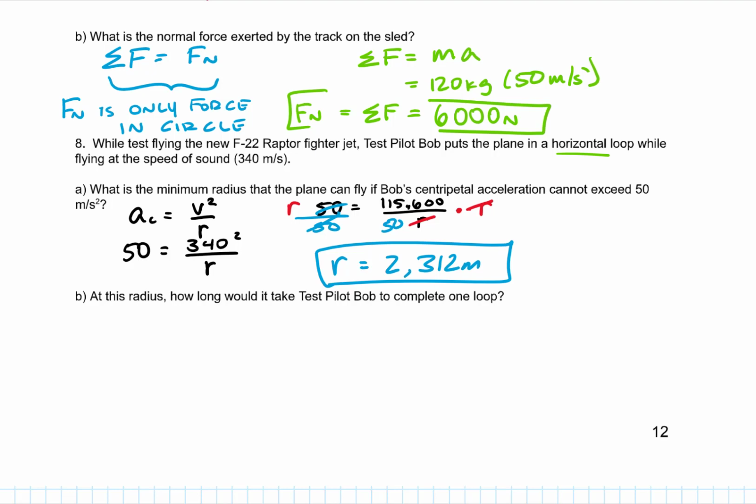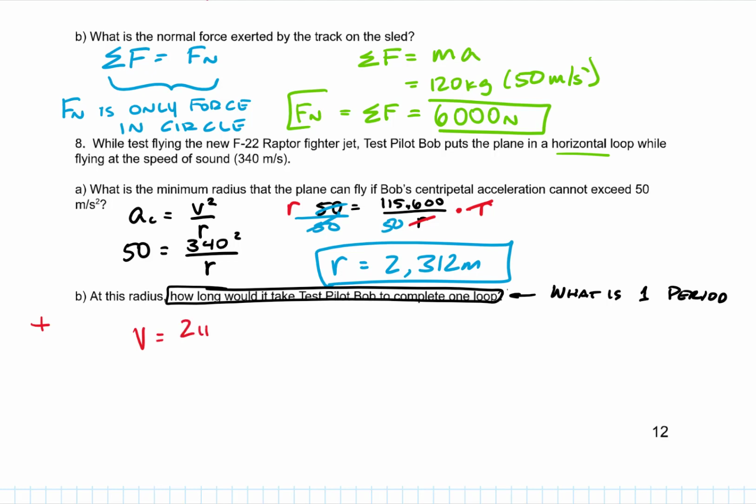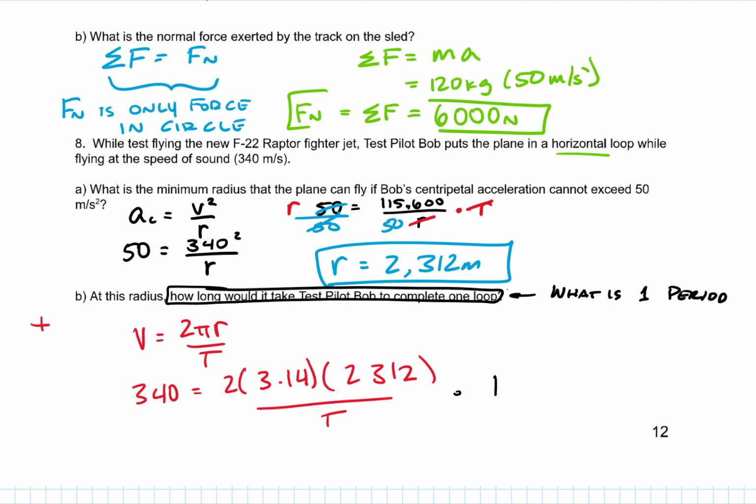At this radius, how long would it take the test pilot to complete one loop? Well, that question, how long will it take to complete one loop, is asking very specifically about the period of the plane. It's asking what is one period. What we're going to do is say, okay, my velocity is 2 pi r over the period. So my velocity, 340 meters per second, is equal to 2 times 3.14 times the radius of 2,312 meters divided by the period. We want to solve for the period. We're going to multiply both sides by the period, divide both sides by 340. Period goes away, the 340 stays. And so when we calculate it out, the period is equal to 42.7 seconds. That's how we would find the period.